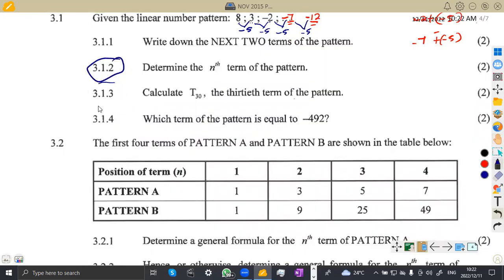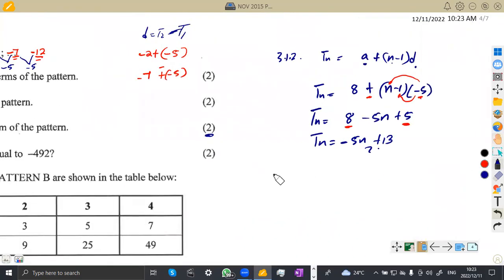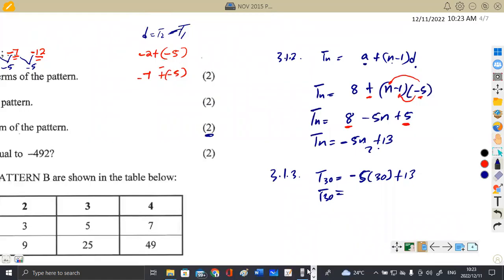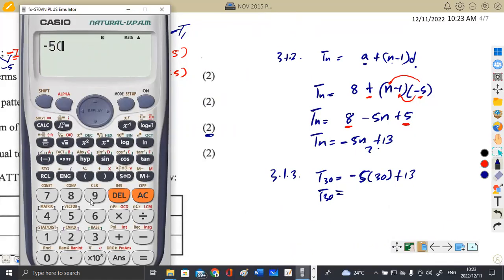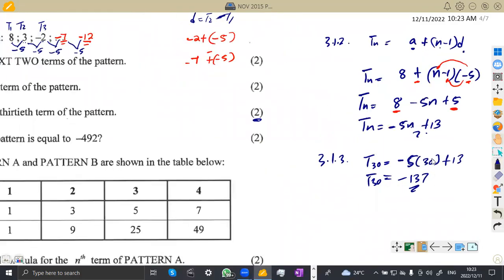Okay, 3.13, calculate T30, the 30th term of the given pattern. So that's T30 where n is equal to 30. So you're just going to continue from your Tn here, your n is 30. So T30, in place of n substitute 30. So that's minus 5 times 30 plus 13. So that's our T30 here. All right, so let's see. Negative 5 multiplied by 30, whatever that we get, we must add 13. So that will be negative 137. So that's our T30, negative 137.